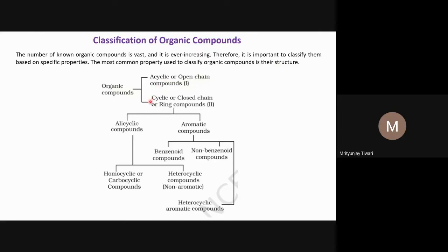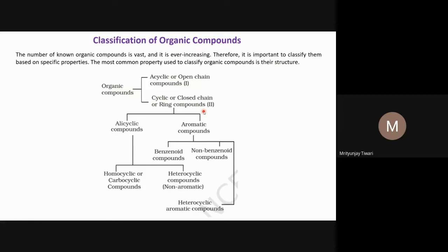Then another class will be the cyclic or closed chain or ring compounds. So these compounds are cyclic. Suppose one carbon chain is there, and the two ends of this chain are joined together through a chemical bond, a carbon-carbon bond, so it will form a cycle or ring, or a closed chain. One can call such compounds cyclic or closed chain compounds or ring compounds. Ring compound doesn't mean the compound will have a circular shape. It means the chain is closed.